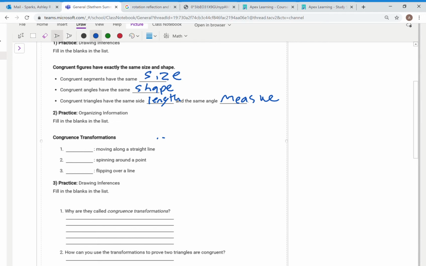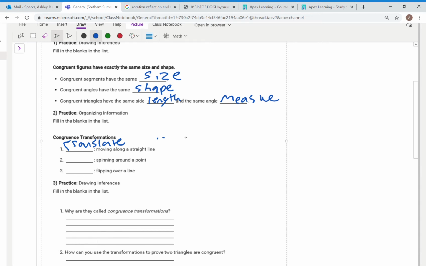The first thing we can do is translate something. You can think about translate like language. You move from one language to the other. It's just a slide. You slide something over or move along a straight line. And I'm going to show you some pictures of them in a second.